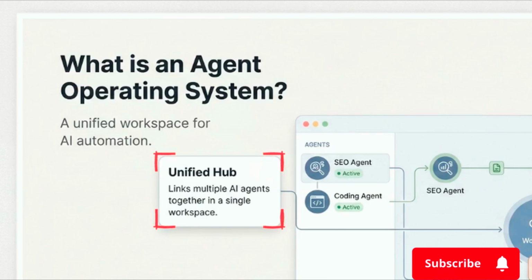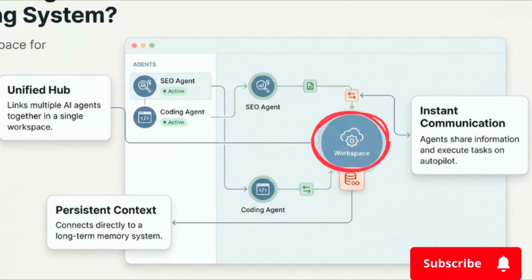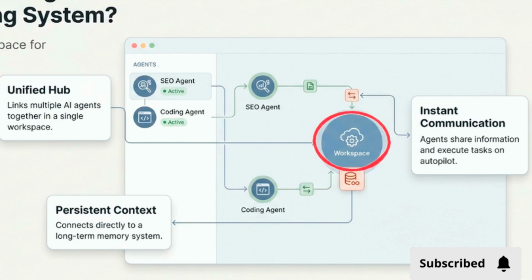By combining a language model manager called Hermes with a note-taking app called Obsidian, you can construct your own agent operating system. It runs locally on your machine, and it costs exactly $0.